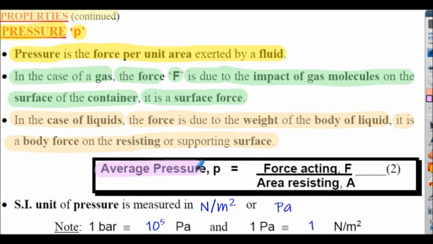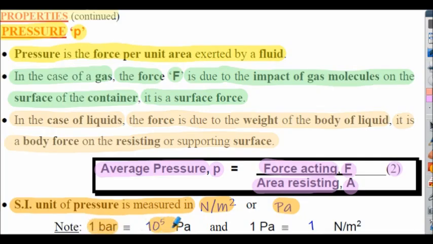So average pressure, lowercase p, is defined as the force acting, F, divided by the area resisting, capital A. Call that equation 2 for reference. The SI unit of pressure is measured in Newtons per meter squared, or alternatively measured in pascals. Note for reference that 1 bar is 10 to the 5 pascals, and 1 pascal is 1 Newton per meter squared. We've reviewed in detail these units in our Introduction to Hydrostatics presentation.